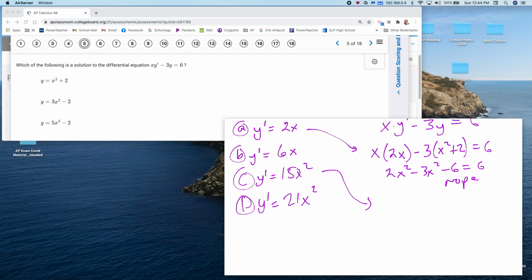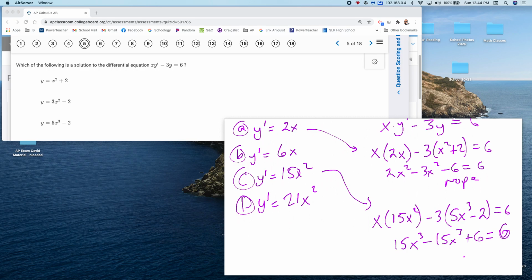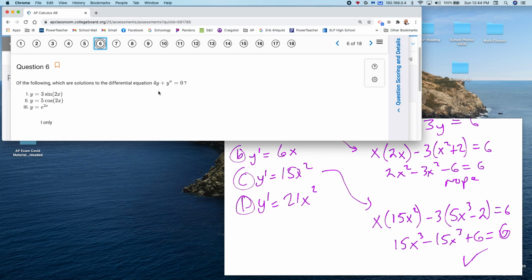When you use C, you get x times 15x squared minus 3 times 5x cubed minus 2 equals 6. So this is 15x cubed minus 15x cubed plus 6 equals 6. And I would say, yep, that works. Check, that works. Little trial and error on that one. That's the best you can do on that. I think the same kind of thing goes on this one.